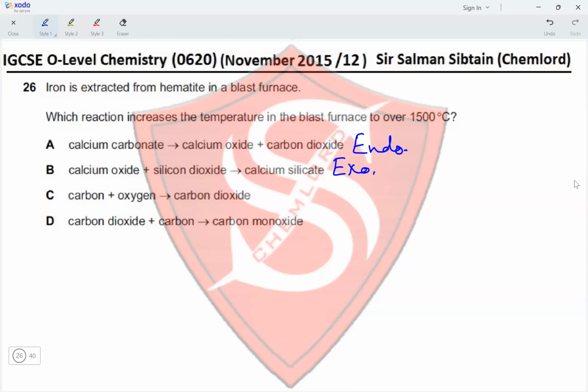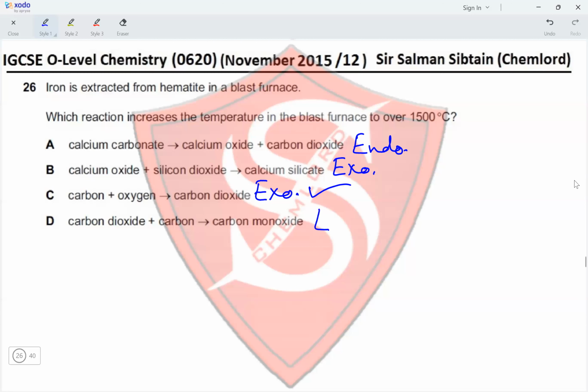Next, carbon plus oxygen gives carbon dioxide. Now, when carbon burns in oxygen to produce carbon dioxide, this is combustion of carbon, and combustion is always an exothermic reaction. And carbon is added to the blast furnace in order to increase the temperature to over 1500 degrees Celsius. So this is the one. This is an exothermic reaction, and this is a reaction that would result in the temperature increasing to values greater than 1500 degrees Celsius.